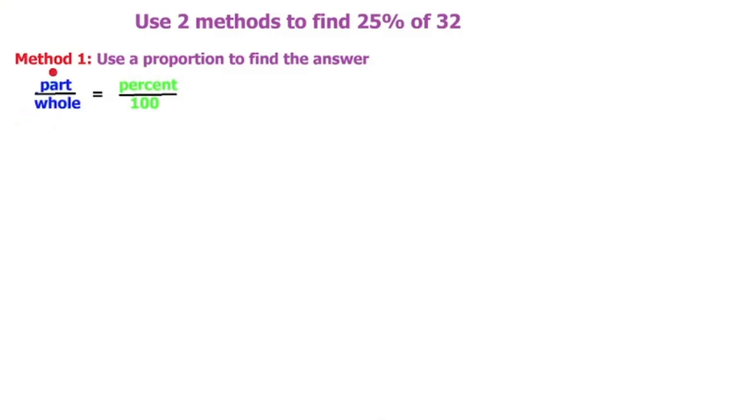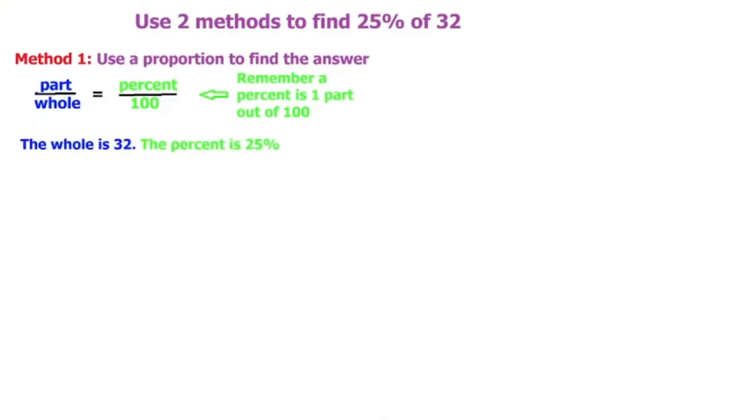So a part over a whole equals the percent over 100. Okay, so this is how we're going to try to solve this particular problem. And remember, a percent is one part out of 100, but we're looking for 25 parts, right? 25%. And the whole is 32. The whole number we're working with is 32. We're trying to find a percentage of it or a part of it, right? This is the part of it. The percent is 25.